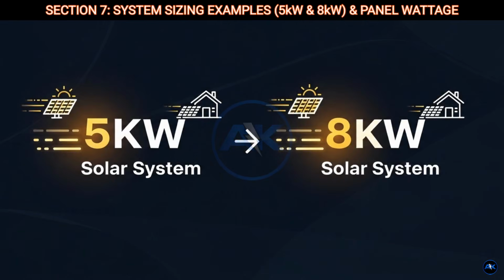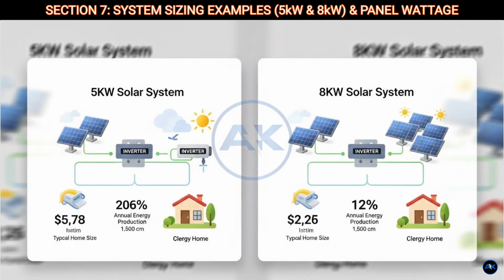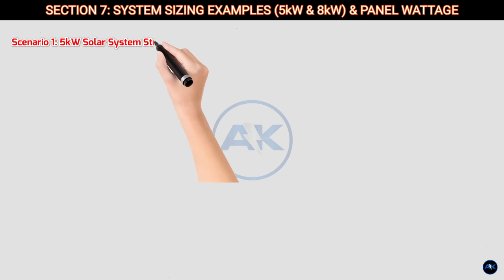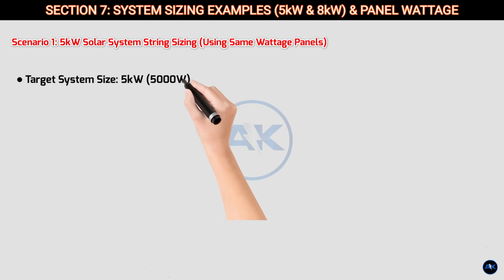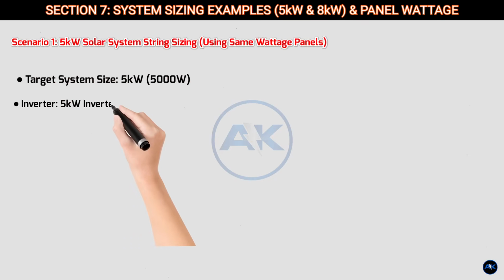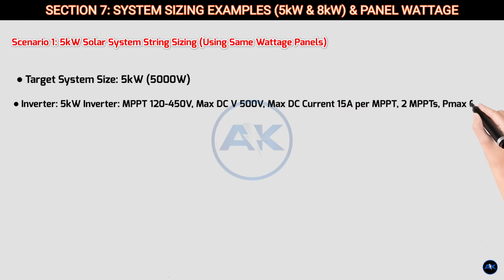Section 7, System Sizing Examples: 5 kilowatts and 8 kilowatts, and panel wattage. Let's put this into practice with real-world system sizes. Scenario 1: 5 kilowatt solar system string sizing using same wattage panels. Target system size: 5 kilowatt, 5000 watts. Inverter: 5 kilowatt inverter, same as before, MPPT 120 to 450 volts. Max DC voltage 500 volts. Max DC current 15 amps per MPPT, 2 MPPTs. Max input power 6000 watts.